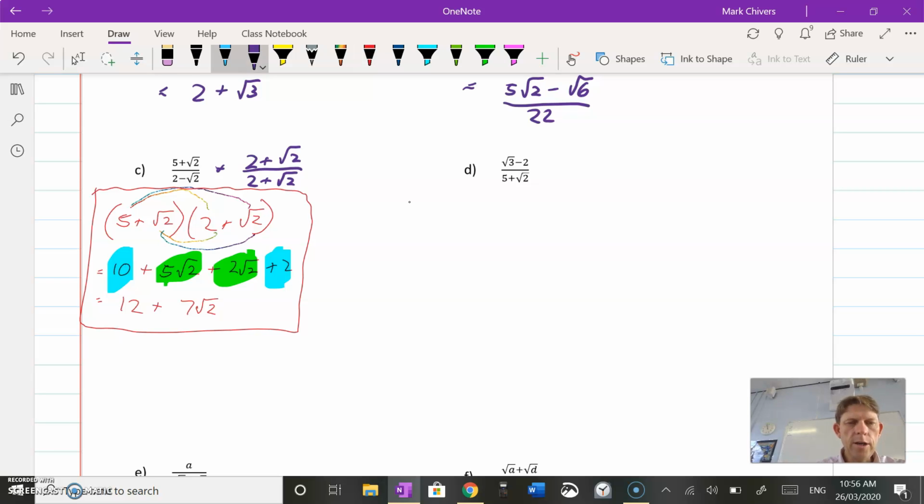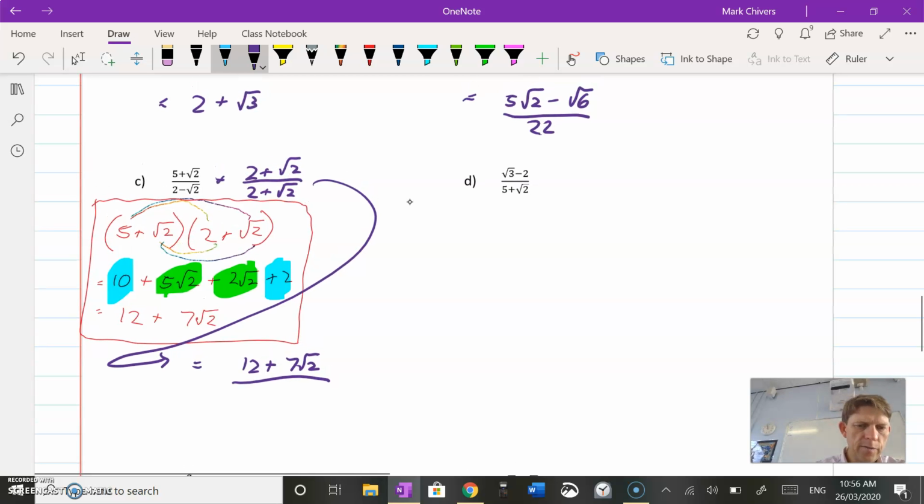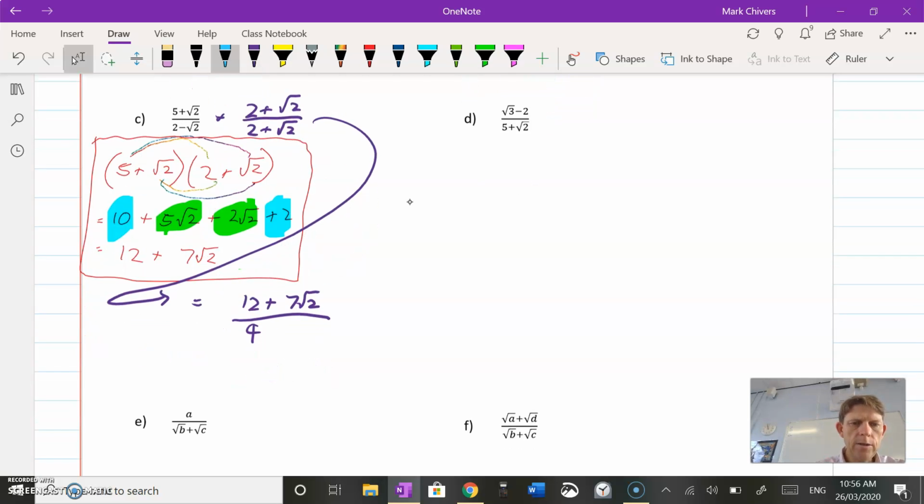So now, given I know that's what my top's going to end up with, what I'm going to end up with down here is going to equal 12 plus 7 root 2 on, and what happens to our denominator? We square the first one, that's 4, and we square the second. Square of root 2 is just 2, so we're going to end up with 12 plus 7 root 2 on 2, and I can't simplify that because while 12 and 2 have common factors, 7 and 2 do not, so that's as simple as I can make that one.